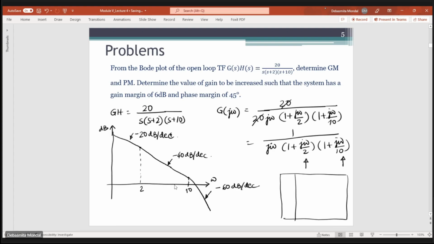In this table you will have different values of omega. Let's say you start from 0.1 to some point in between. So you have 0.1, then 0.5, then 1, 2, and in between 5, 10. Take different values, and for those values you have to find out the gain in dB and the phase angle. Once you have found the gain and phase angle for each frequency, you can plot those points and draw a smooth curve.